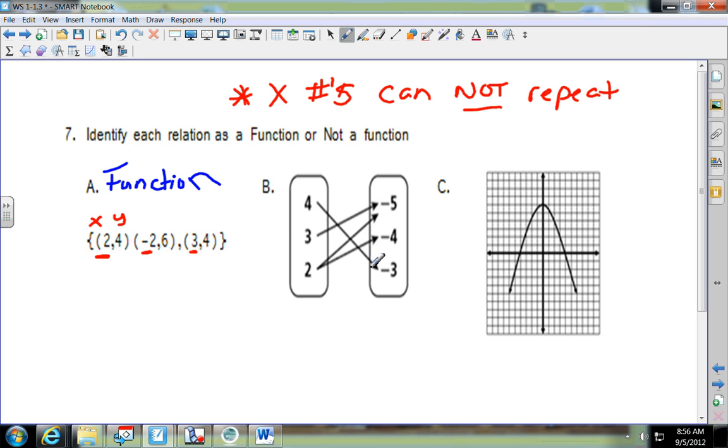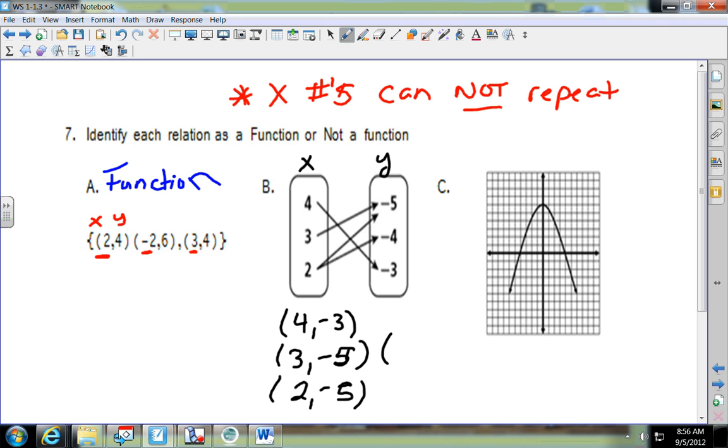All right, now, next one here. This is a mapping. Remember, this is x, then this is y. I have 4 and negative 3, 3 and negative 5, 2 and negative 5, and 2 and negative 4. Now look at all the x numbers, because the only thing that matters are these x numbers. Do any of these x numbers repeat? Yes, they do. The 2's do. So this is not a function.